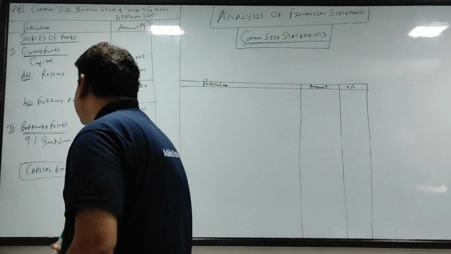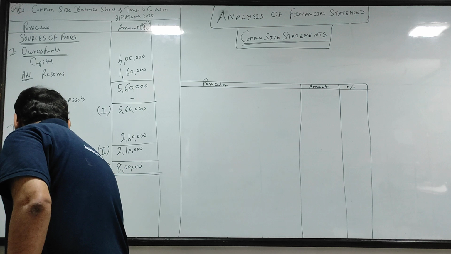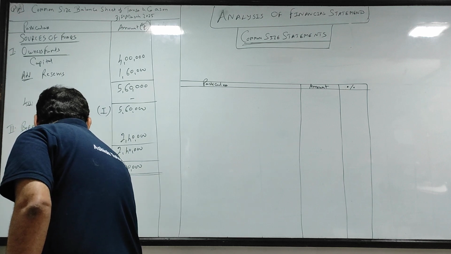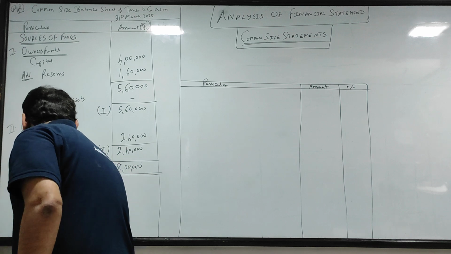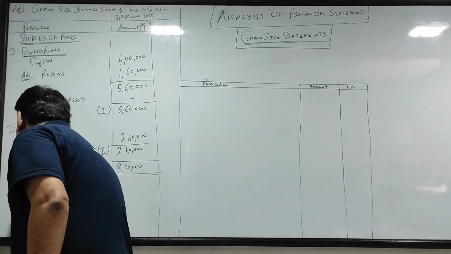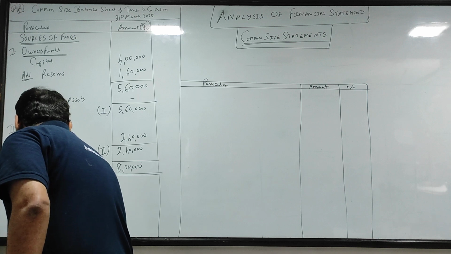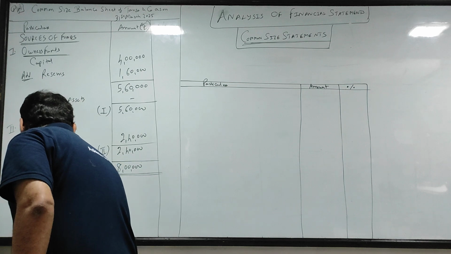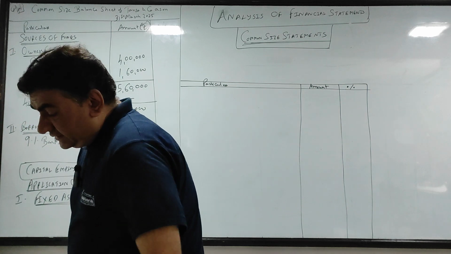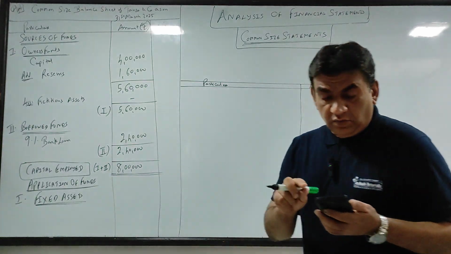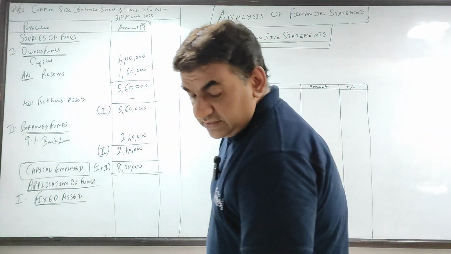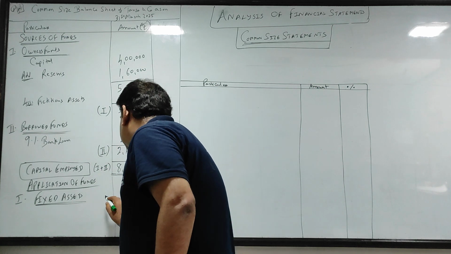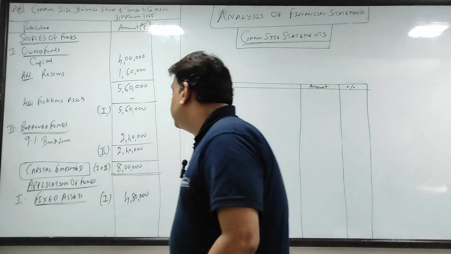After this, the next heading, application of funds. In that, we know very well the first part, fixed assets, amount straight away दिया हुआ है. So fixed assets 4,80,000. This itself we will call it as 1.